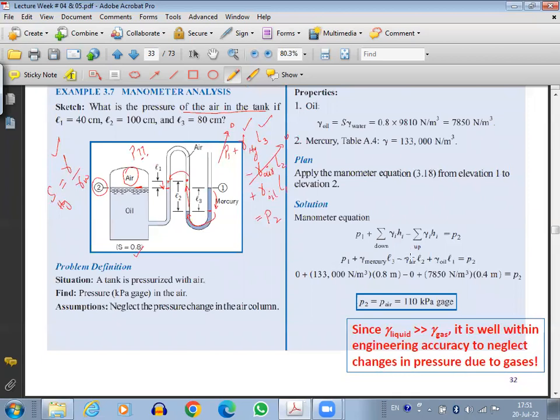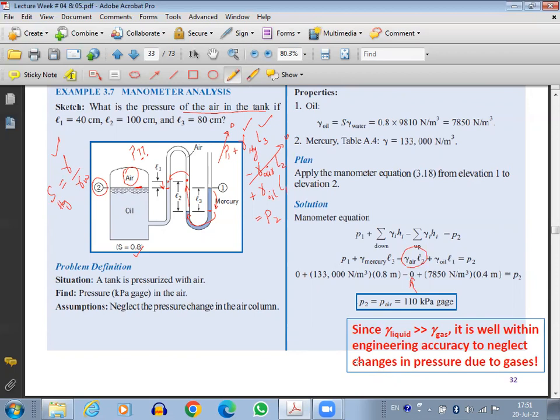So you see here, where we have gamma air into L2, it is directly placed as 0 value. Just ignored it. Gamma air was not provided in the question. But when you are ignoring it, you have to give the reason why you are ignoring it. Because it is a gas, and for gases, this pressure variation with elevation is not applicable since the gamma values of gases is very, very small compared to that of the liquids.